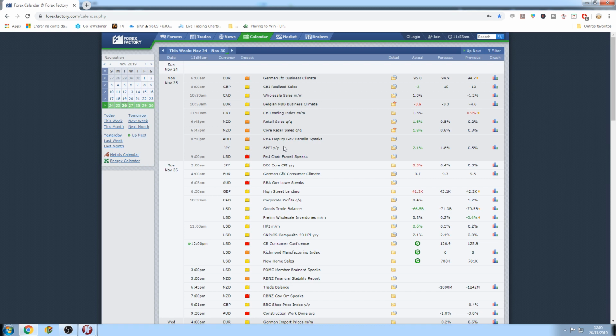Yes, all the countries have different names, right? But when you see a change in the interest rate or a change in employment, yes, it's suitable for non-farm payroll.